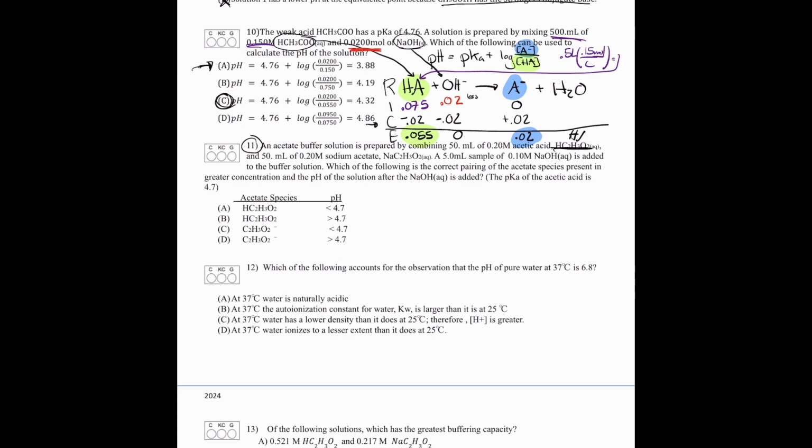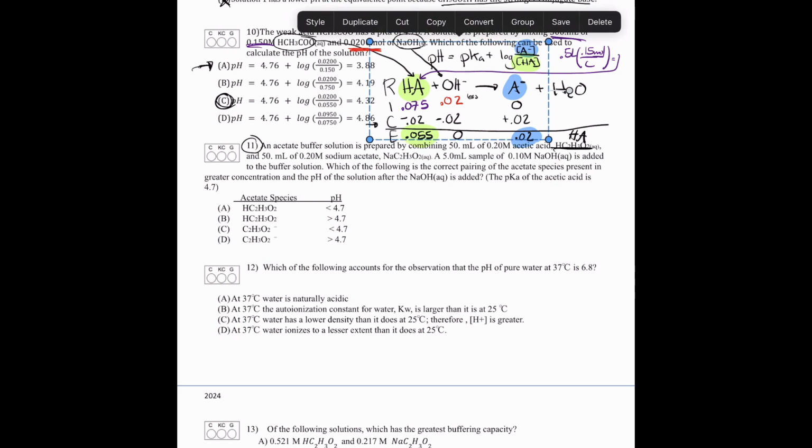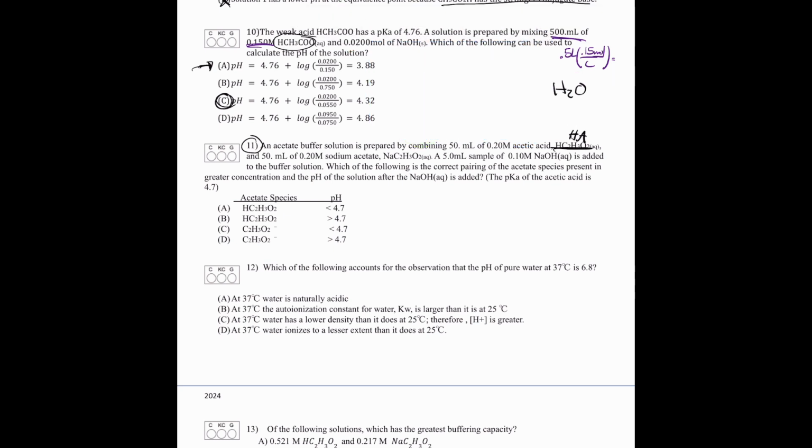so this is going to be my HA. Get rid of this here for now. And then we're combining it with a salt. So here's my salt. And so that substance right there, the C2H3O2 minus, is the A minus. So see the connection there between HA and A minus. It then tells us that we're adding a strong base to the buffer system.